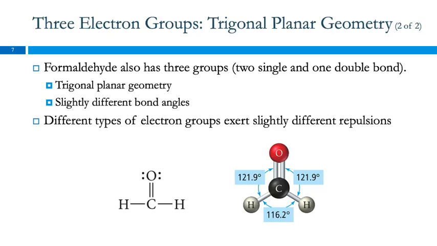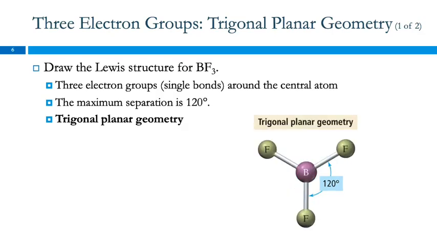Yeah, so for the previous one, this one is 120 because these are identical things. It's 3 identical things. A circle is 360 degrees. You divide it by 3, you get 120.